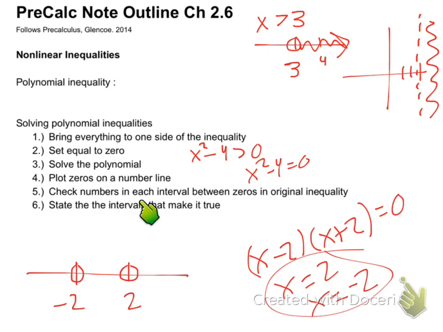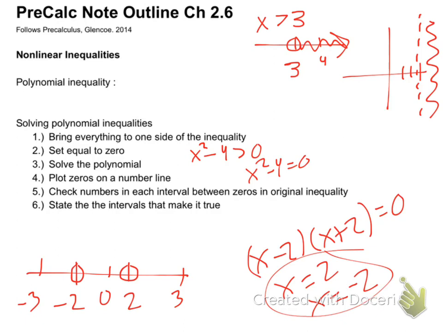Step number 5 says start to check numbers in the intervals. I've got 3 intervals: an interval on the left, an interval in the middle, and an interval on the right. I'm going to purposefully pick 3 points. 0 in the middle would be a very good point, -3 would be an easy one, and 3 would be an easy one on the far right.